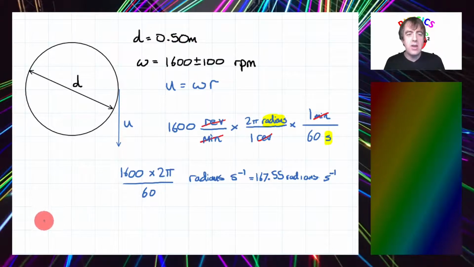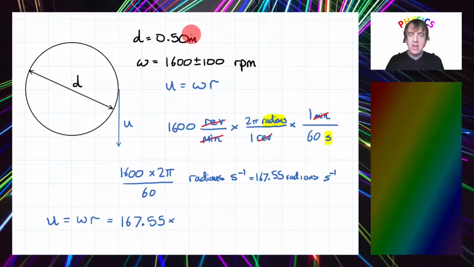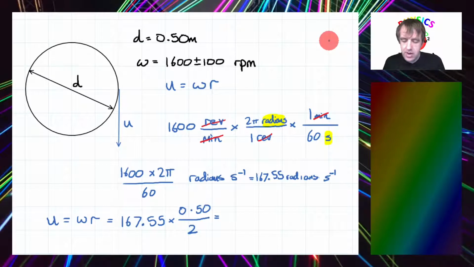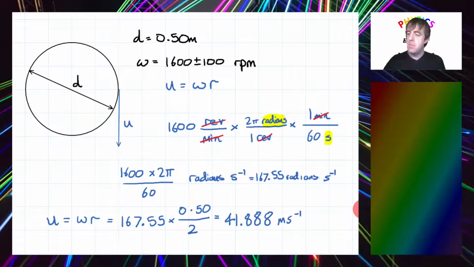So next up, we're going to calculate our speed. Remember, our equation was speed equals angular frequency multiplied by radius. Well, the angular frequency we've calculated as 167.55 radians per second. But the radius we haven't yet calculated. We have a diameter of 0.50 meters. And so if I halve that, that's going to be my radius. And if you type that into your calculator, you get about 41.888. Again, I'm keeping some extra guard digits here, meters per second.